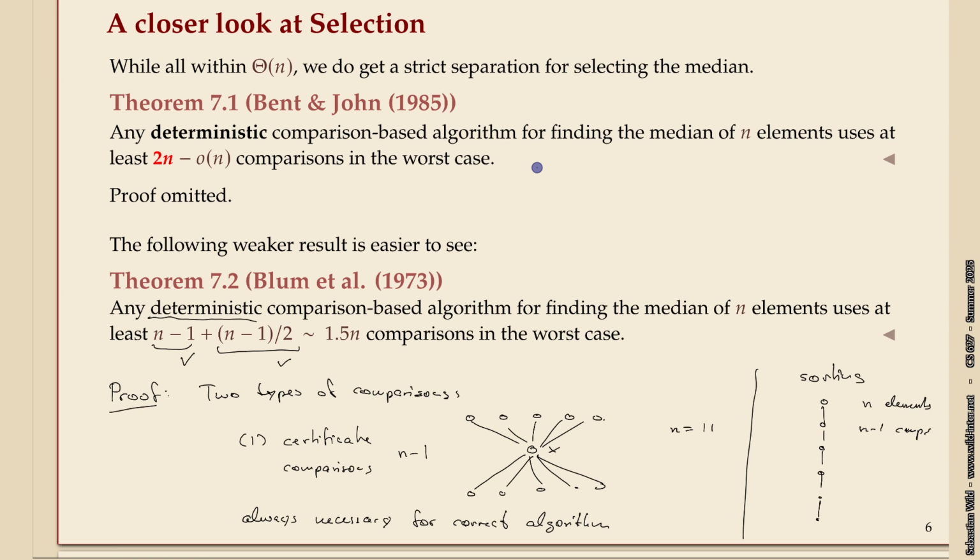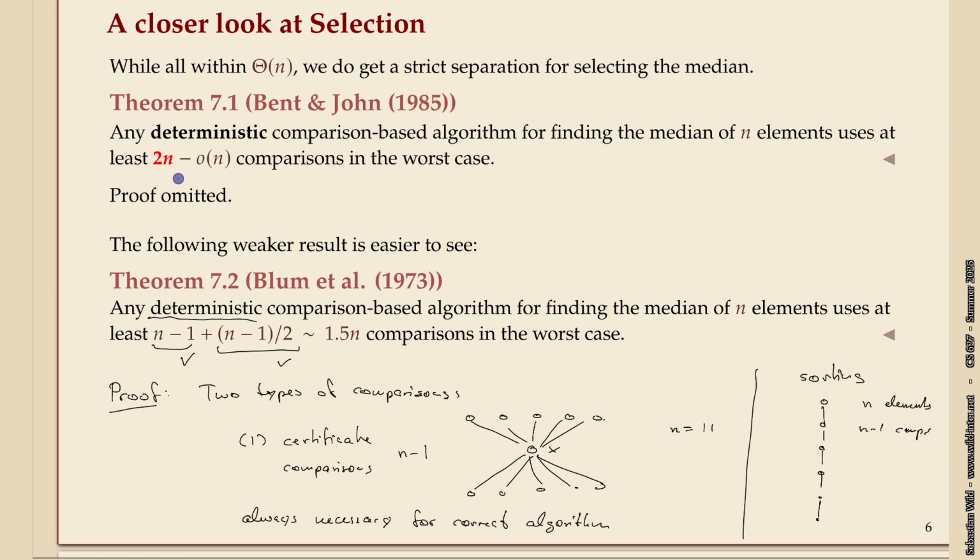There's a sequence of works that improves that bound up to the 2n, which is where it currently stands. Whereas the best upper bound is 2.95n, and it's unknown how many comparisons you really need for deterministically finding the median. It's kind of unsatisfying that we don't know this simple question.